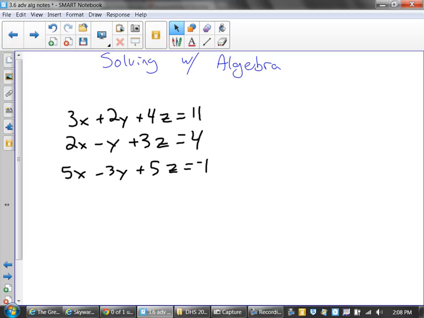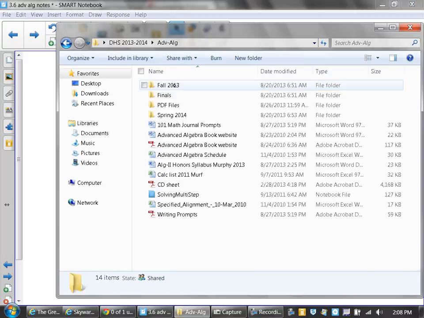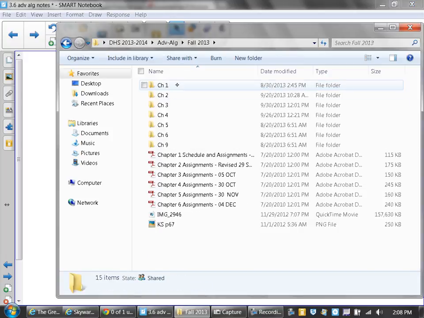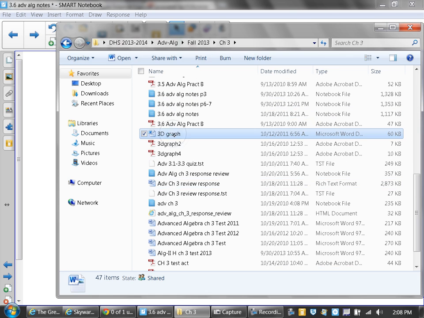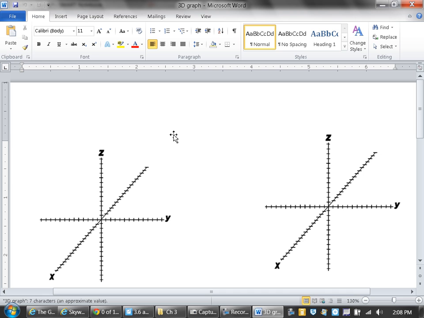Here, and I'll explain it to you. I didn't really show this in the other class. We used to, in this chapter, talk about graphing in 3 dimensions. We used to graph things in 3 dimensions, and it's not something that we do a lot of anymore.